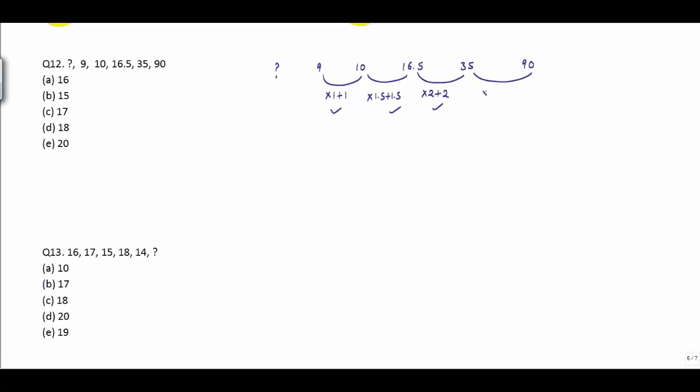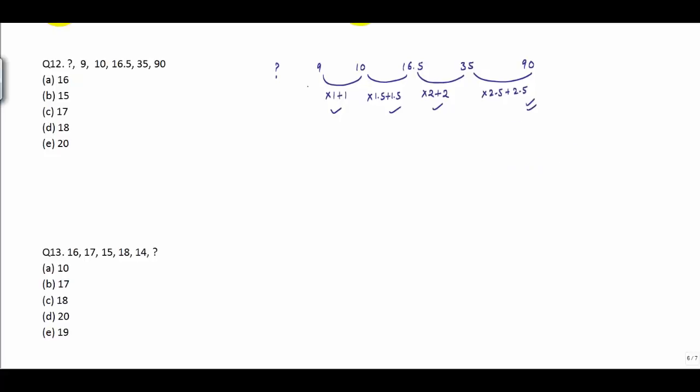Let us check it here. Into 2.5 now, plus 2.5. 35 into 2.5, or we can write it like this, plus 5 by 2. So 5 by 2 is common, into 36. 18 5 times is 90. Okay, so this is the correct pattern.